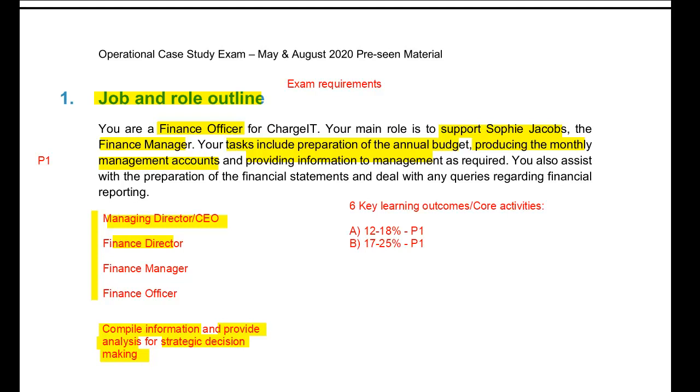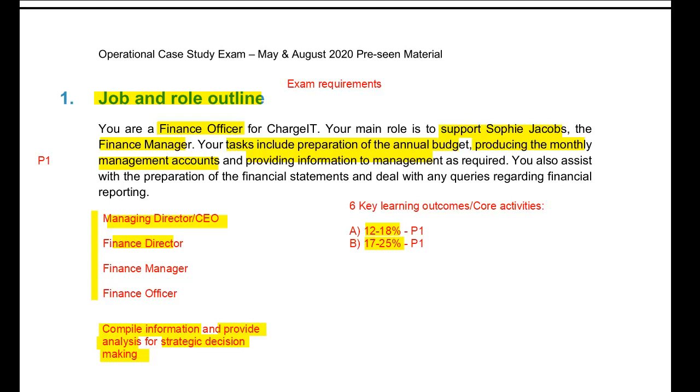What we can do, however, is focus on the 6 key learning outcomes or core activities upon which you'll be tested in this exam, and use these as a basis to get a rough estimate about the amount of content that you will likely face from the different syllabuses. These core activities come with weighting ranges attached to them. Core activity A, in relation to the preparation of costing information, will account for between 12 and 18% of your exam, while core activity B, which covers the preparation of budgeting information, will represent between 17 and 25% of your exam.